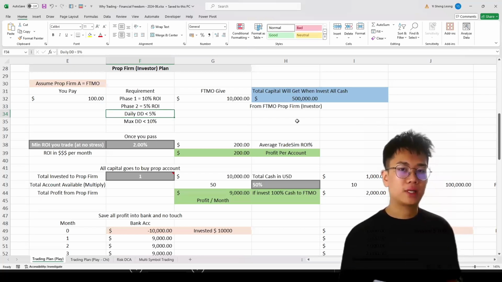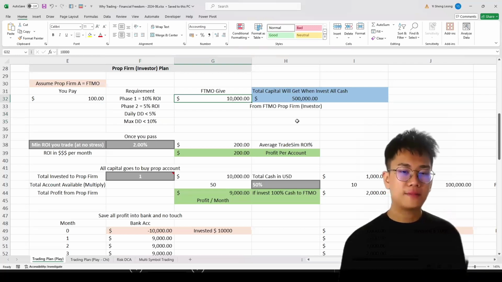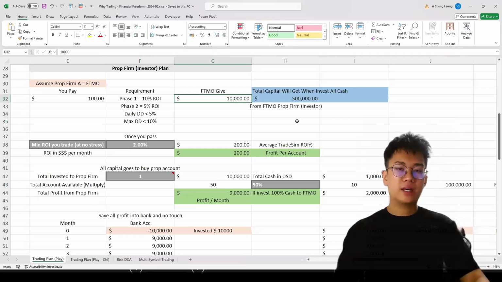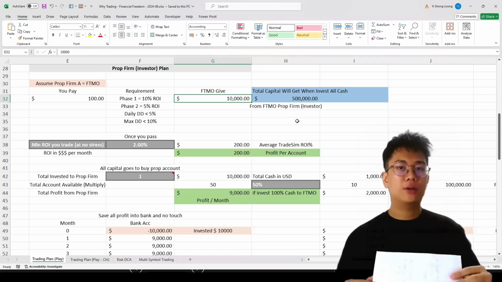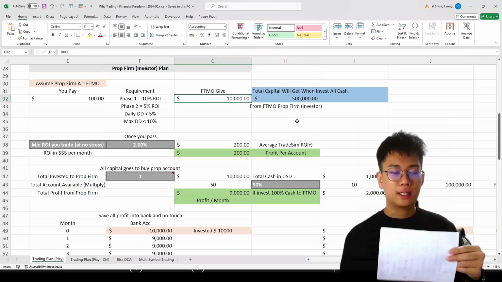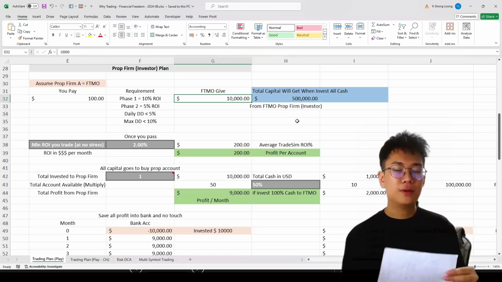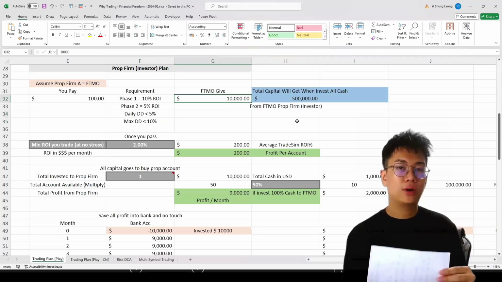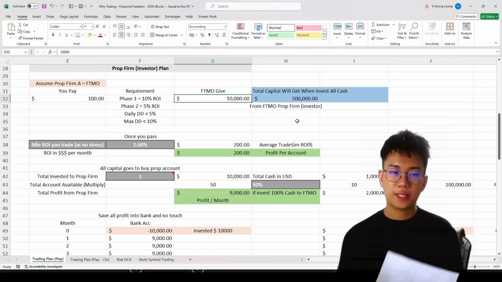In the maximum of your account, you are not losing more than 10%. If you qualify, then this investor will provide you with the certificate and also the account to trade. They will give you $10,000 to trade. I repeat again.